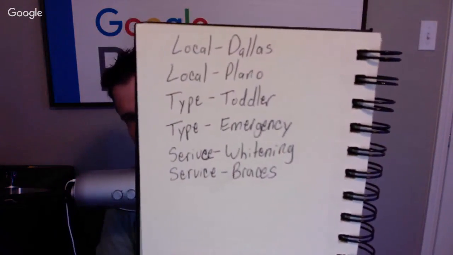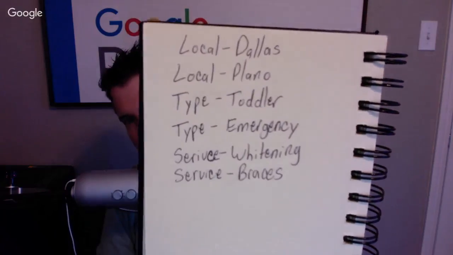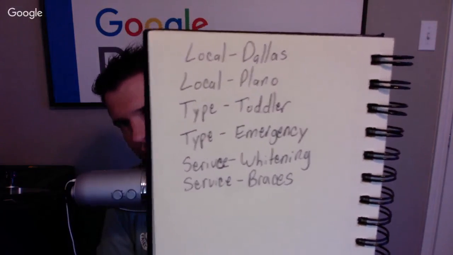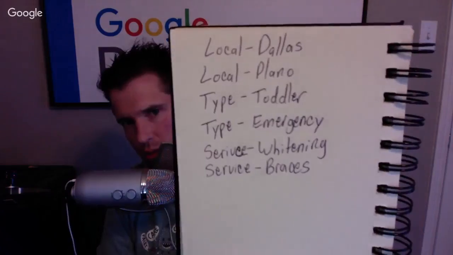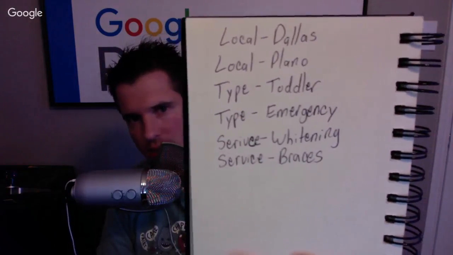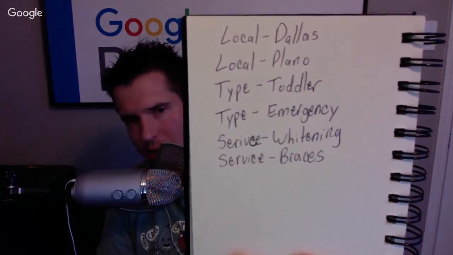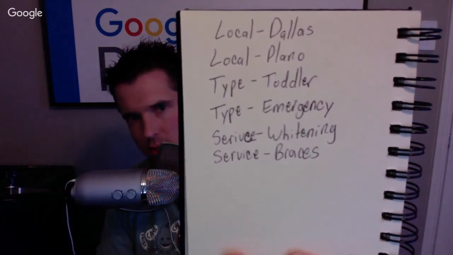Jason, I went in and I just want to show, so here's what it would look like. Forgive any misspellings, but local dash Dallas, local dash Plano, type. Everything would be the first. Is this backwards on the screen? No, you're good.